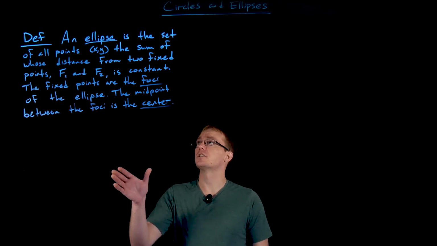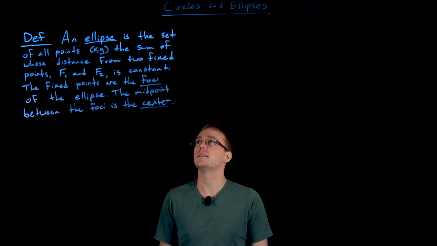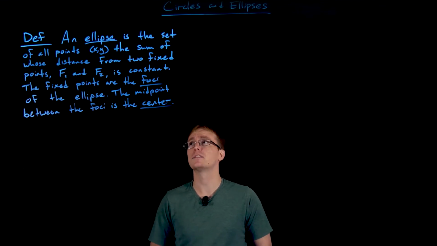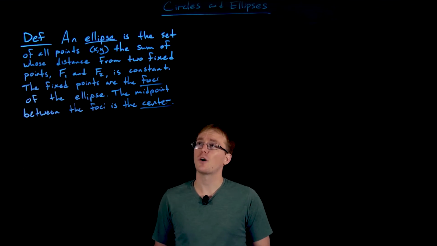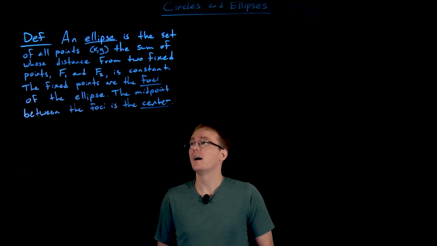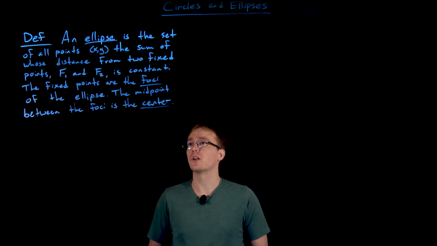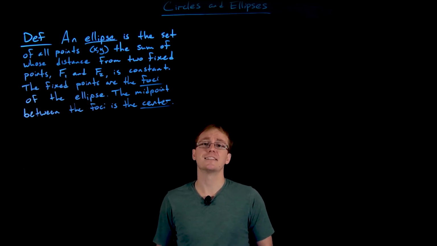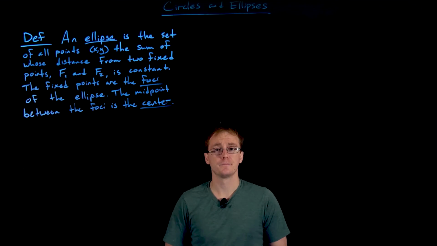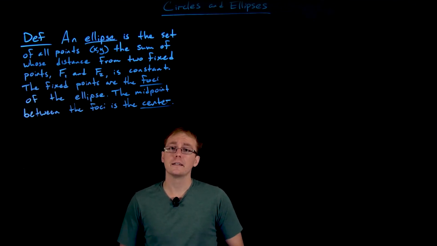And so our definition that we'll start off with for an ellipse is the set of all points x and y, the sum of whose distance from two fixed points that we call f1 and f2 is constant. These two fixed points, f1 and f2, are referred to as the foci of the ellipse. Foci is just the plural of focus, and the midpoint between the two foci gives us the center of our ellipse. So how do we go about drawing an ellipse?